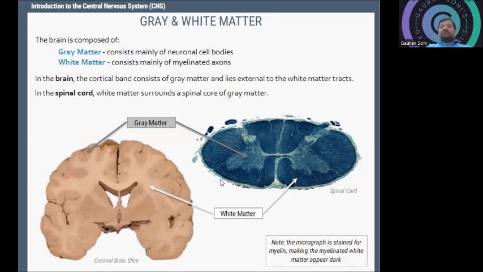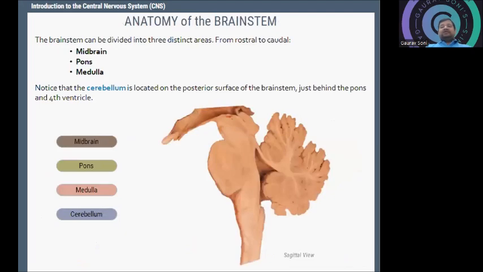You can see this is a spinal cord slice. White matter is outside, gray matter is inside. This is a brain slice, or a coronal part of the brain. Here white matter is inside and gray matter is outside. Now coming to the brainstem, we are not going into detail of anything because this is just an introductory part. We'll talk topic by topic in detail afterwards.